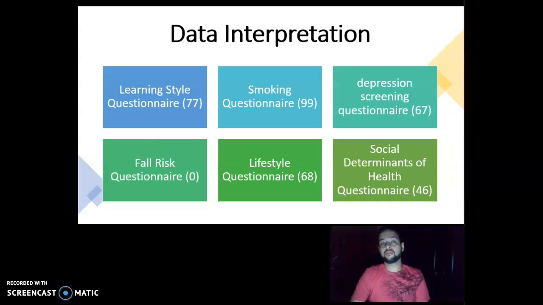As illustrated by the previous chart, we can see this is an annual comprehensive visit audit requiring the learning style questionnaire, which is 77% complete, the smoking questionnaire 99% complete, depression screening questionnaire 67% complete, and the fall risk questionnaire 0%, that is, missing. Thus, that proves there is a lag in workflow. The lifestyle questionnaire is 68% complete, and the social determinants of health questionnaire is 46%.